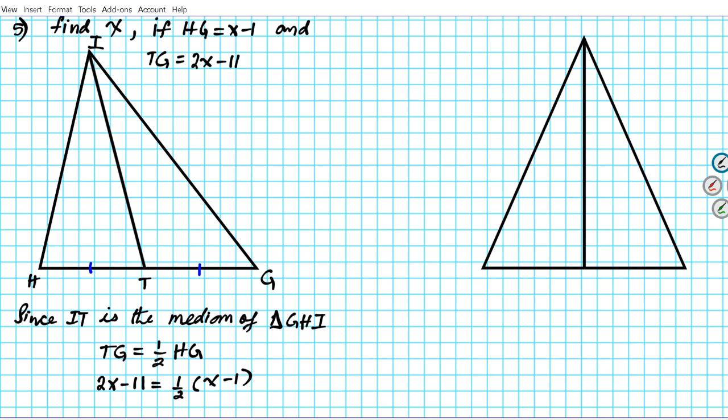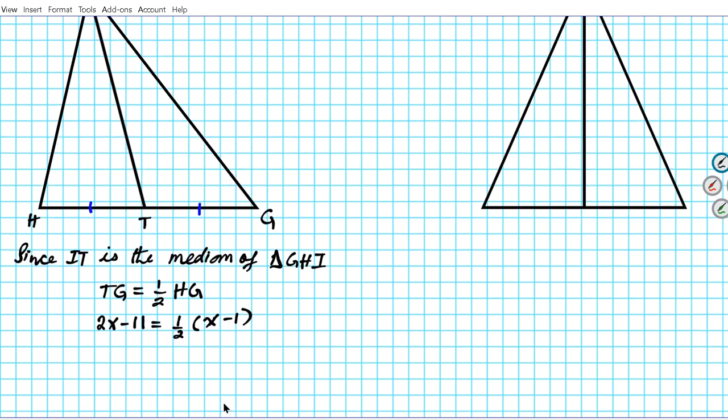The goal here is to isolate x. So we need to simplify this equation. We have this fractional coefficient here. Let's get rid of that to make it look pretty. So we're going to multiply both sides of the equation by 2. On the left side, the 2 and 1/2 are gone. And on the right side, we're going to distribute this 2. And then what do we get? We get 4x minus 22 is equal to x minus 1.